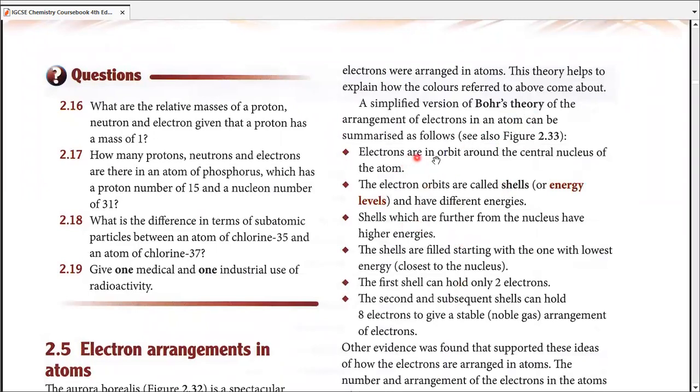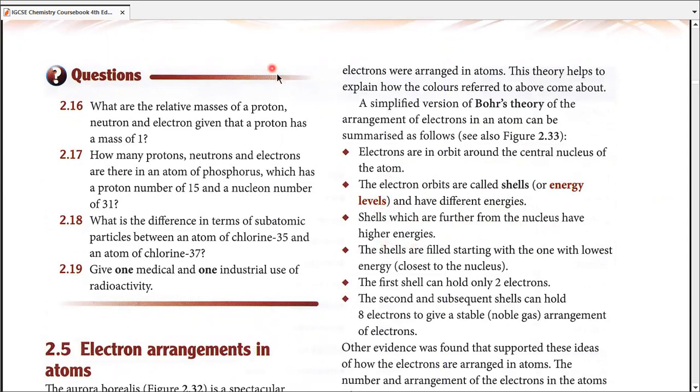Number one, electrons are in orbit around the central nucleus of an atom. Understandable, we have discussed it before. Electron orbits are called either shells or energy levels, and they have different energies. Remember, the ones that are closest to the nucleus have lower energies, and in a similar way, it says in the next point that shells which are farther from the nucleus have higher energy.